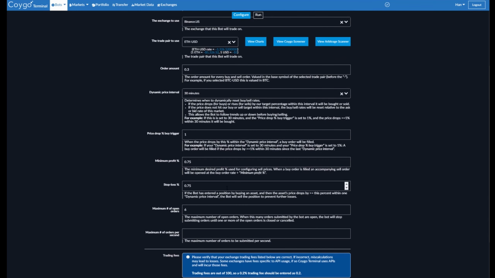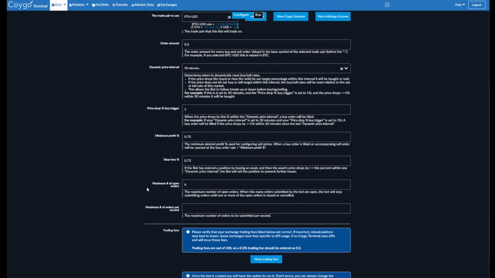Now we have the stop loss percentage. So if the bot has entered a position by buying an asset, and then the asset's price drops by at least this percent within one dynamic price interval, the bot will sell a position to prevent further losses. So this says if after 30 minutes we bought, and then 30 minutes later the price has continued to drop 0.75%, the bot's going to say, okay, I want to exit this position, prevent any further losses, and it will cancel any open order and sell your position immediately.